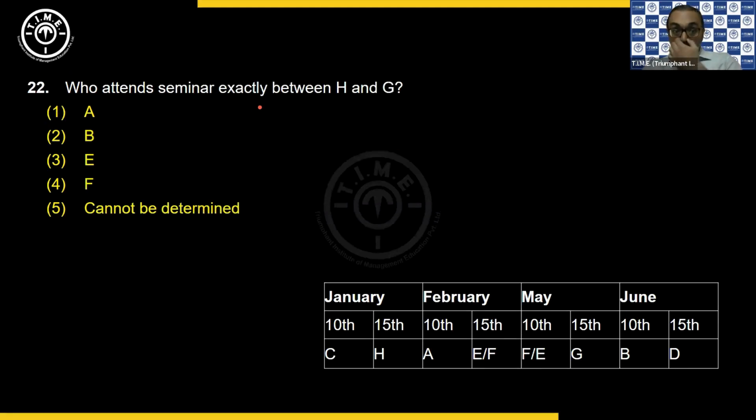Okay, the next, who attends the seminar exactly between H and G? He says exactly between. Check. Between H and G, exactly between, who is there? Yes, very good. Correct. It should be option 5, cannot be determined because the person is E or F. I don't know. That is correct.